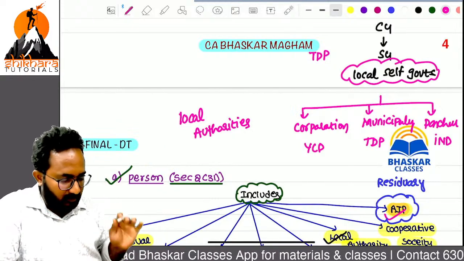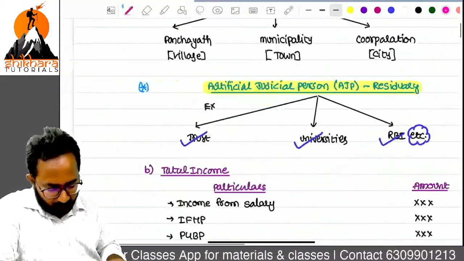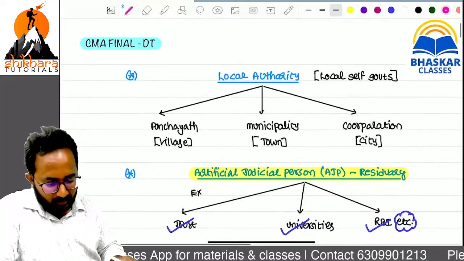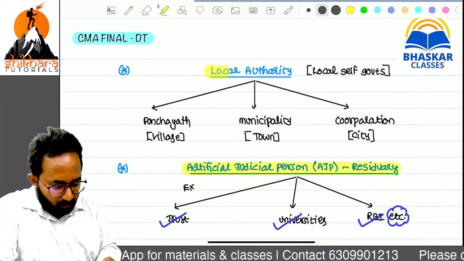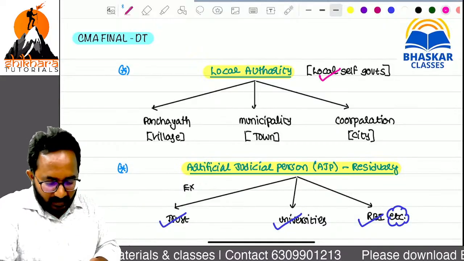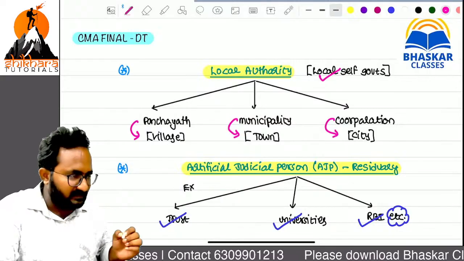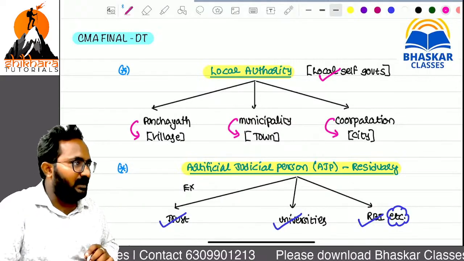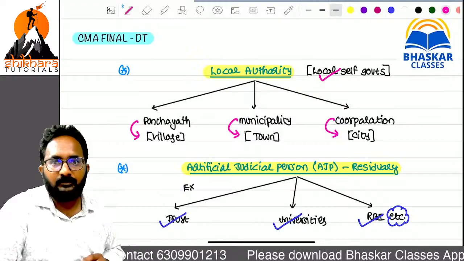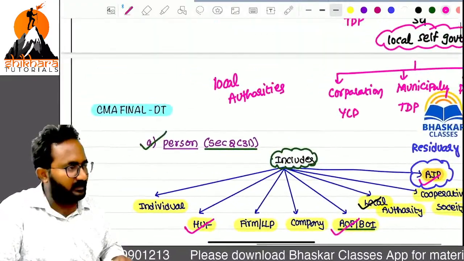So what is that point? Local self-governments. These points are all there in our material, so don't write anything. Local authorities, local self-governments. Village level is panchayat, town level is municipality, city level is corporation. So local self-governments. Clear? Up to now, the person definition is over.